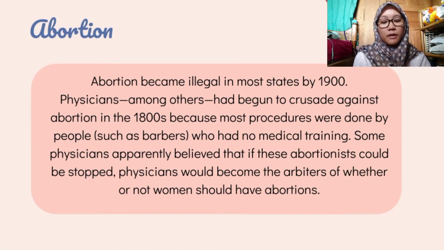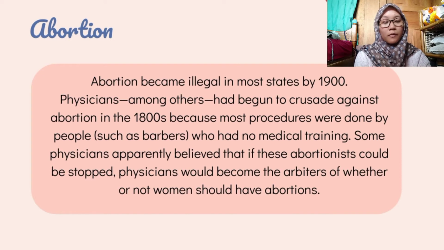Abortion. Abortion became illegal in most states by 1900. Science, among others, had begun to crusade against abortion in the 1800s because most procedures were done by people such as barbers who had no medical training.